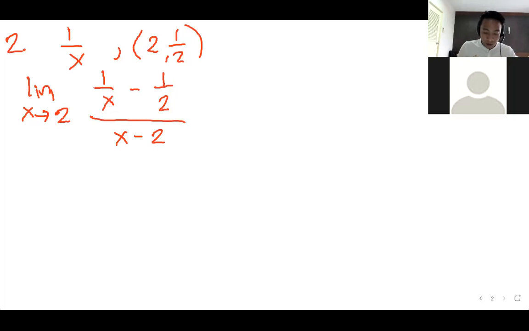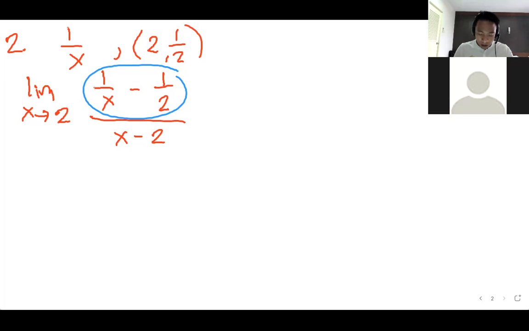And then, in order for us to simplify the upper part, since it looks tricky, okay? We have 1 over x minus 1/2. Paano siya simplify? Now, how to subtract fractions? We need to find the common denominator, right? So we will find its common denominator, which is 2x.